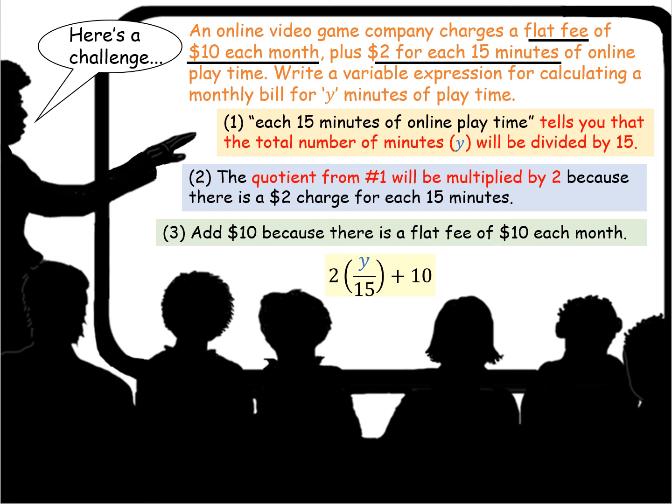So here you see our variable expression. We have 2 times the quantity of y, which is our number of minutes per month, divided by 15. So we have how many groups of 15 there are, and for each of those groups of 15 you're going to be charged $2. And then you have to finally add in the $10 because that's the flat fee each month.